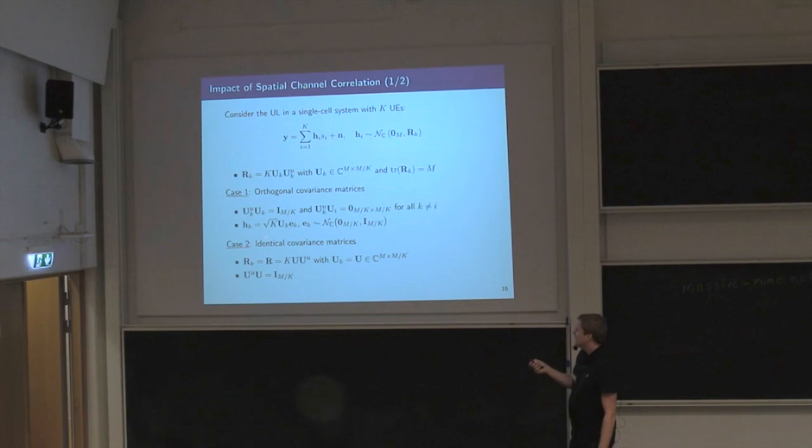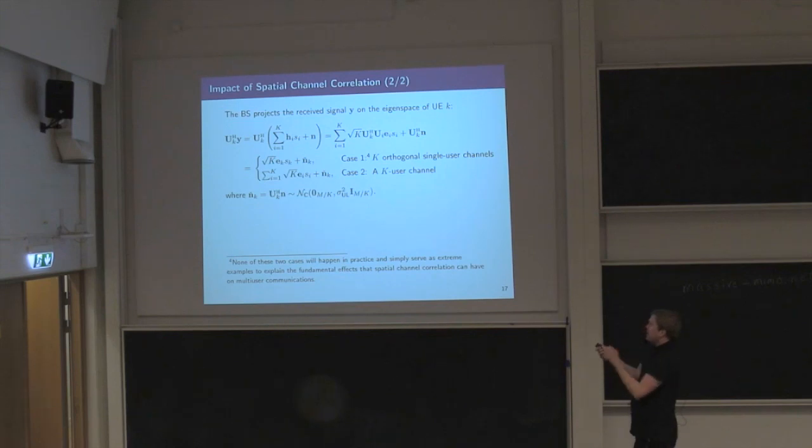The other case is when these U matrices are the same for every user. Their channels are now also lying in an M over K dimensional subspace, but they have the same values. So U_k is the same for all users. So when I multiply U_k with U_i from another user, I will get an identity matrix all the time because they're the same.